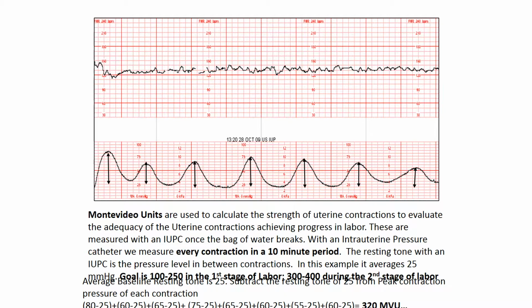Now these numbers may not match your calculations exactly, but that's not what I'm trying to prove here. I just want to give you an idea of how they calculate. And with this calculation, I've come to 320 Montevideo units.